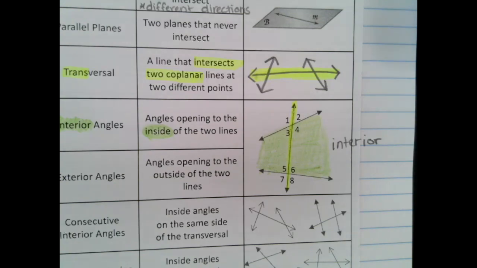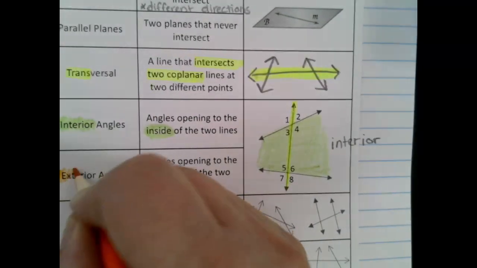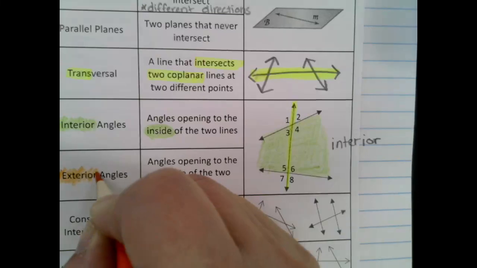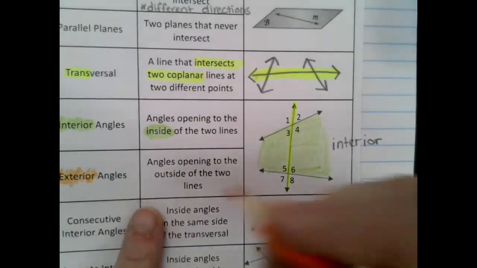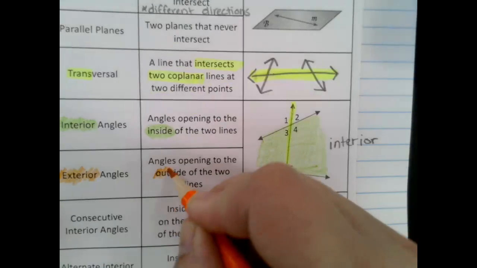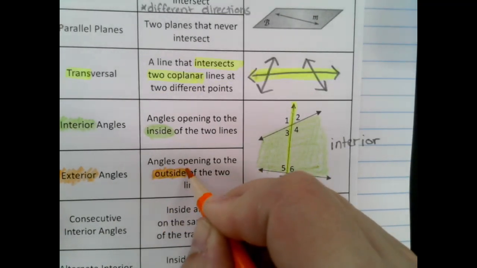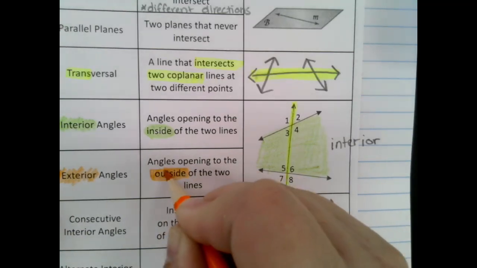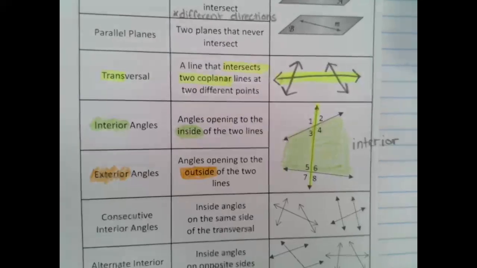All right, we also have exterior angles. What does that word exterior mean? Outside. Good. So angles opening to the outside of the two lines. I'm going to keep using these colors. Anytime I see that word interior or exterior, I'm going to use these colors. So keep those colors out.